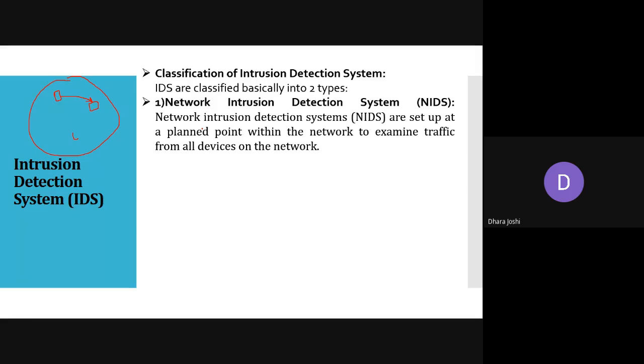So in this network intrusion detection system, it will be set up at a planned point. It can be set up anywhere. Suppose here, they will have a place within the network to examine the traffic. Network intrusion detection system is also software, so we can install it and place it anywhere. From there, they can identify what activities are going on inside the network. So it will identify the network traffic from all the devices on the network.